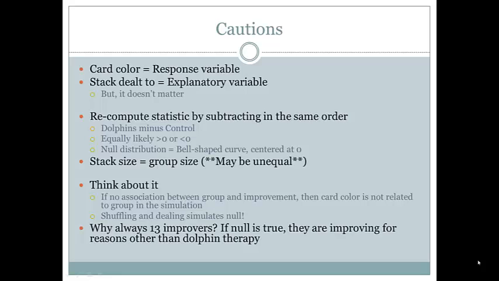Another question students sometimes ask is, well, why are there always 13 improvers? In other words, why do I always have 13 blue cards? Well, if the null hypothesis is true, then the 13 people who showed improvement on their depression symptoms improved for some reason other than swimming with dolphins. For example, they flew from, let's say, cloudy England in winter down to Honduras, where it's sunny, and seasonal affective disorder and other types of depression are very much impacted by the amount of sunlight you get. So that could be an explanation for why there's 13 improvers, even if the null hypothesis is true.